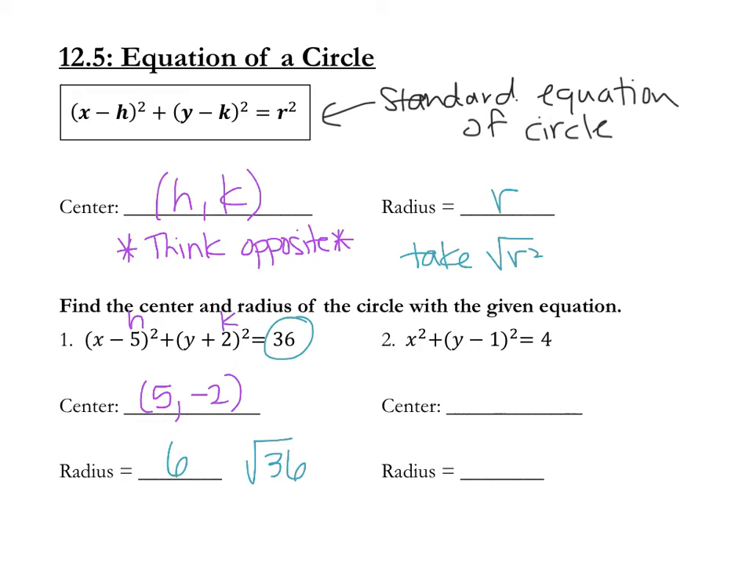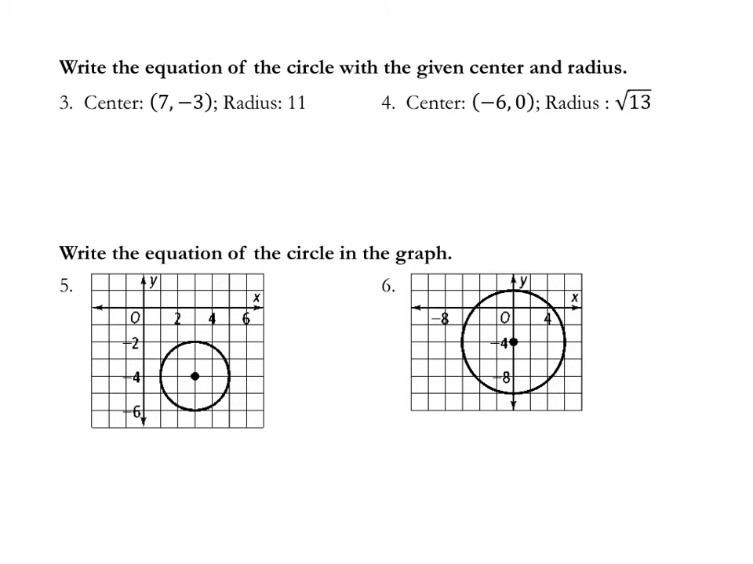Okay? And number 2, the h number would always be with x, but the weird thing here is there's no h number, and then this is your k number. So since there's no h number, that's going to be 0, and the k number is going to be positive 1 since we're thinking opposite. And then to find the radius, I'm looking at that r squared value. I'm going to take the square root of it. Square root of 4 is 2. So pretty straightforward.